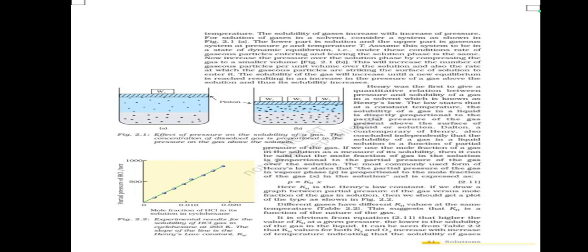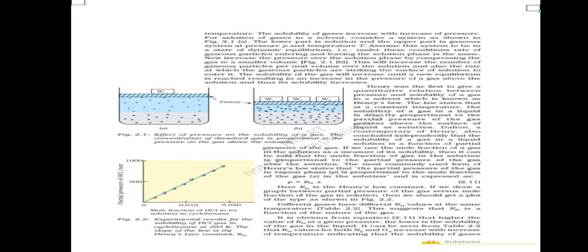For solution of gases in a solvent, consider a system as shown in figure 2.1a. The lower part is solution and the upper part is gas. A system at pressure P and temperature T. Assume this system to be in a state of dynamic equilibrium under these conditions, that is, the rate of gaseous particles entering the solution phase and leaving it is the same.